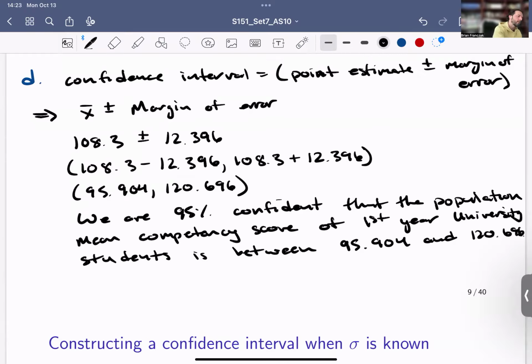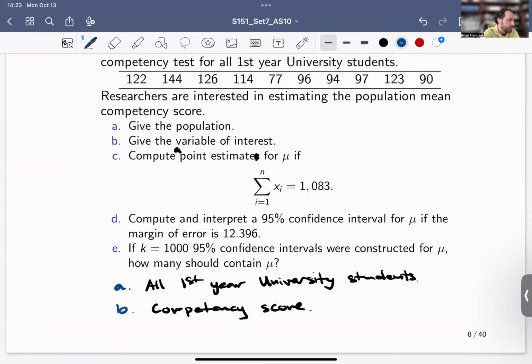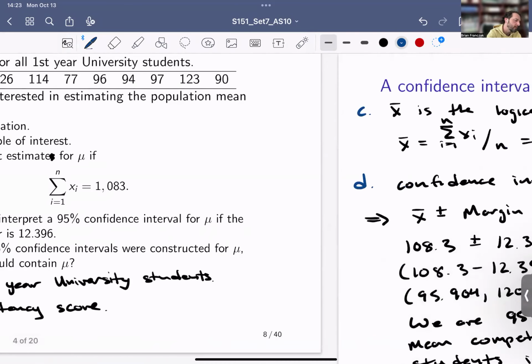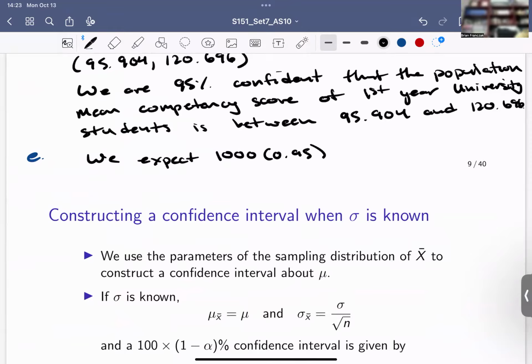Okay, the last question asks, if k equals 1,000, 95% intervals were constructed for mu, how many should contain mu? So remember that we expect 95% of the intervals constructed to contain the population mean. So here we expect 1,000 times 0.95 equals 950 CIs to contain mu.